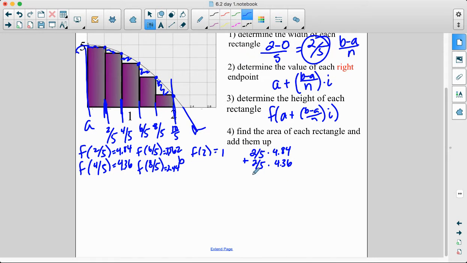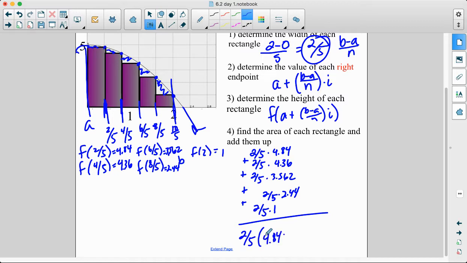So then I have 2/5 times 3.562 and 2/5 times 2.44 and 2/5 times 1. And I'm going to add them all up. So another way to do that is just 2/5 times, and then you can add up your answers if you want, because they're all being multiplied by 2/5. You can multiply the whole answer. Oops, I forgot the +1.